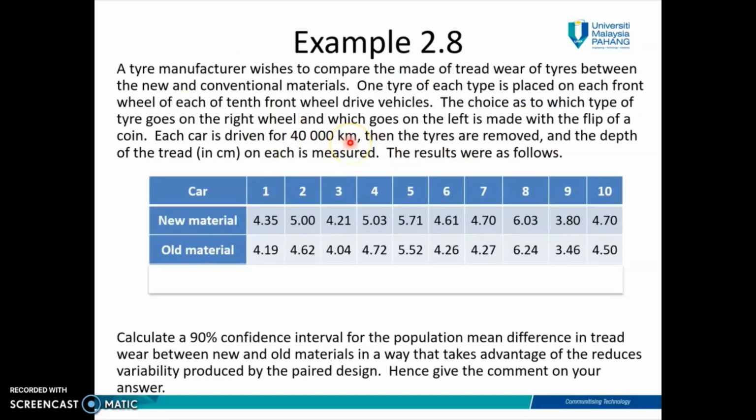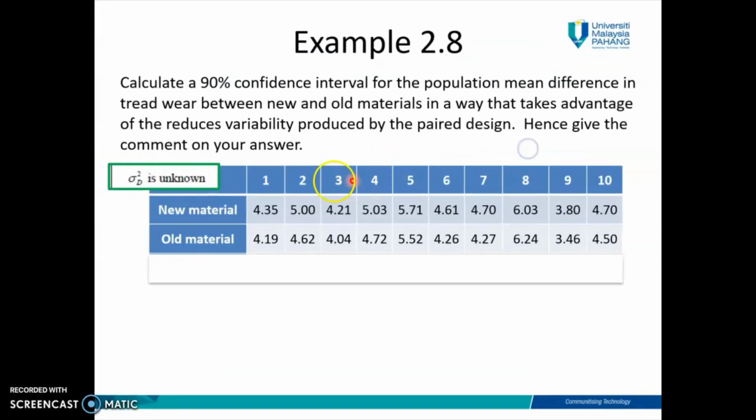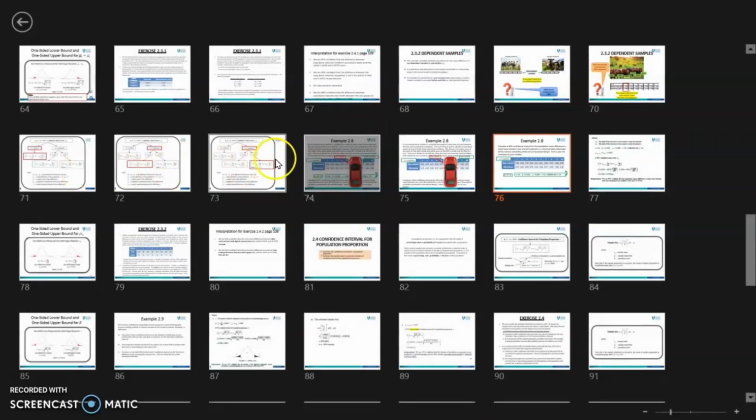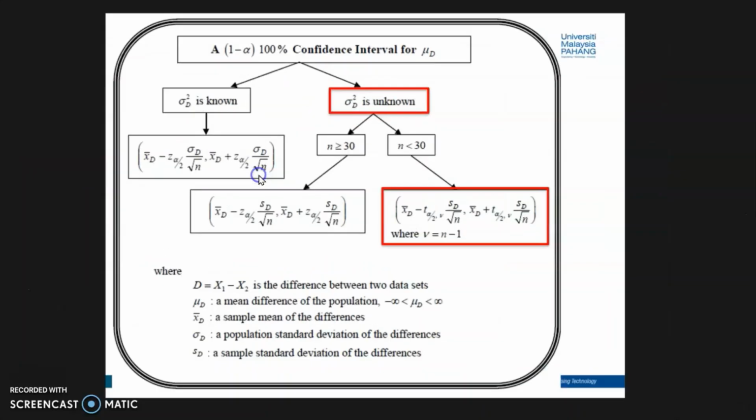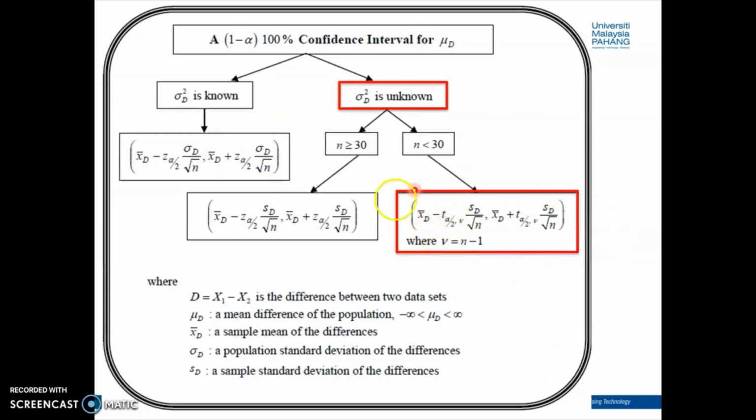40,000 kilometers is just the condition in which they conduct the experiment. 40,000 kilometers is not your data, alright? This is your data. And then they don't give you any variance value, any population variance or population standard deviation value. So therefore, this is the case of sigma square unknown. And the sample size here is only 10. This is the sample size, car 1 until car 10. So this is the case of sigma square is unknown and the sample size is less than 30. So you will need to choose the third formula.